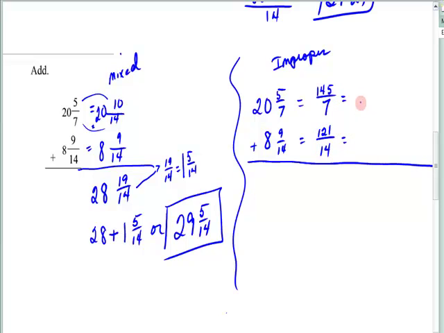Common denominator is 14. 7 goes in there 2 times, and 2 times 145 is 290. No change down here. So now I add 290 and 121, and I get 411 over 14, but that's improper. So I have to divide.